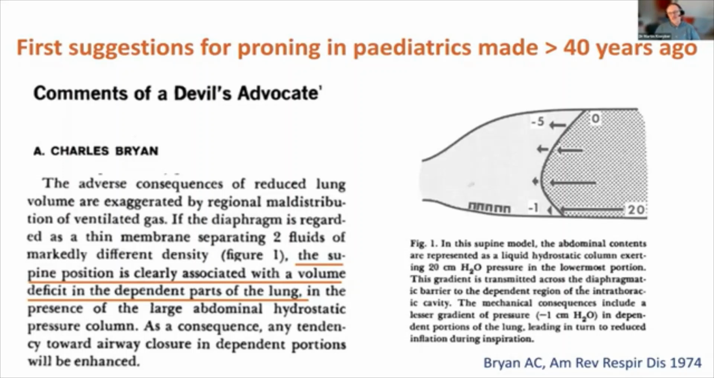Well, the first suggestion was not just the paper in 1997; it was made much earlier, in a paper from Professor Charlie Bryan from Sick Kids in Toronto, where they said the devil is in the detail. In supine position, there is an association with a volume deficit in the dependent parts of the lung.